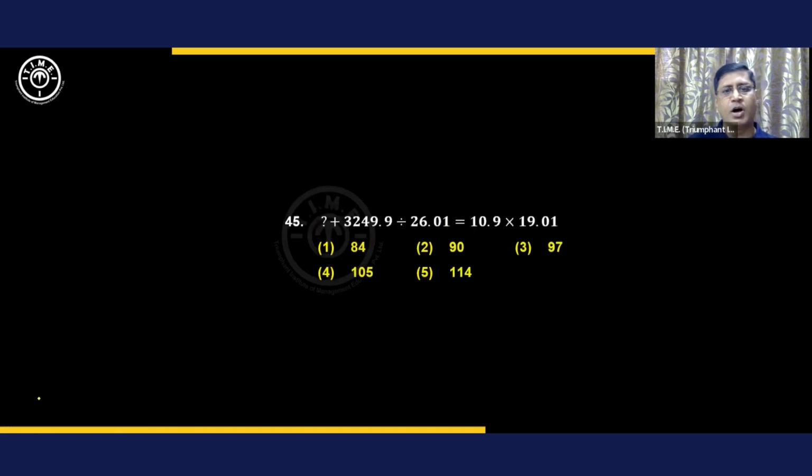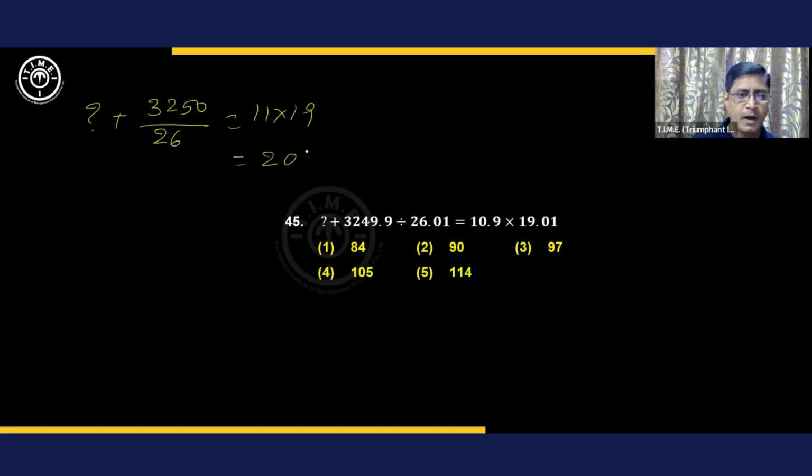Now look at the next example on your screen. Now question mark plus 3249.9, that is approximately 3250, divided by approximately here 26 is equal to 11 into 19. What is the value of 11 into 19? It is 209. What about the value here? Simplify this. 26, it goes how many times? So 26, what is the cancellation? One time of 26, that is 26, and 2 times and 5 times.